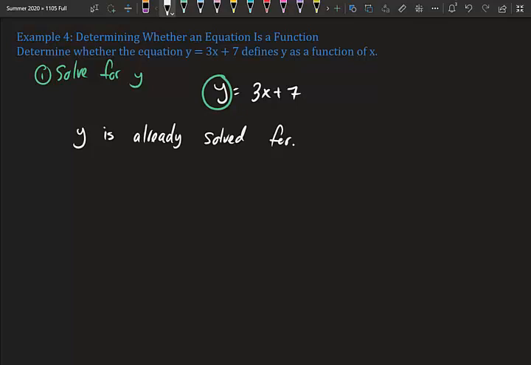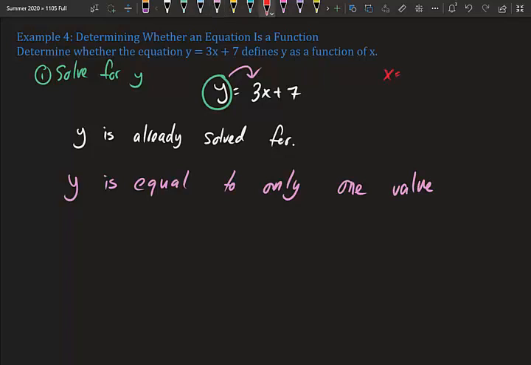Since y is already solved for, we need to see how many things it equals. So if we look to the right, y only equals one thing. So y is equal to only one value. If I plugged in x, so if I said x is 1, it would be 3 times 1 plus 7, which is 10. So you see how it only equals one value? That's what I mean by one value. So since it equals only one value, this is a function.